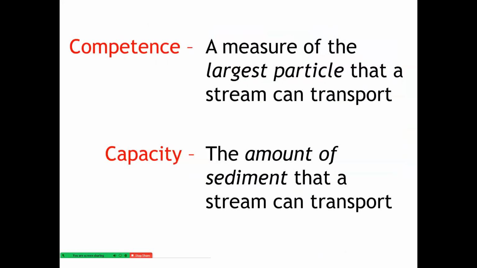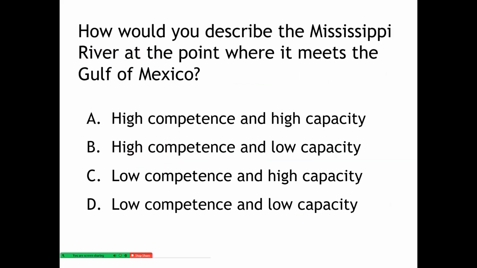A couple more terms for you to know. There's competence and there's capacity. So competence is a measure of the largest particle that a stream can transport, whereas capacity is the total amount of sediment. Maybe you measure it in terms of mass or total volume, but it's the amount of sediment that a stream can transport, taking into account all the particles that make it up. So competence is largest particle, capacity is the total amount of sediment moved.